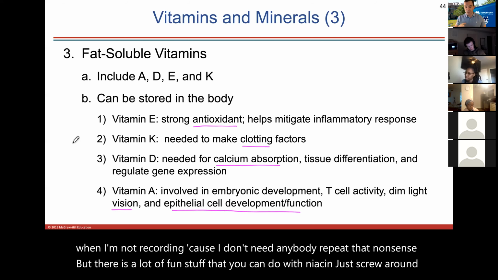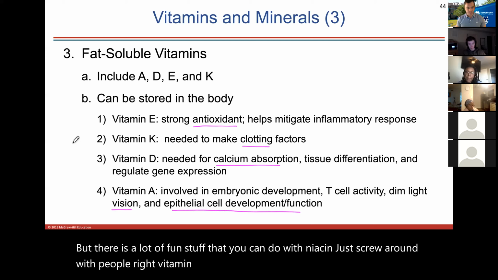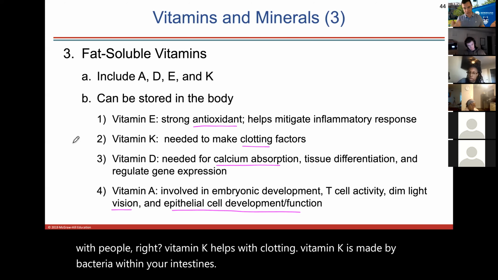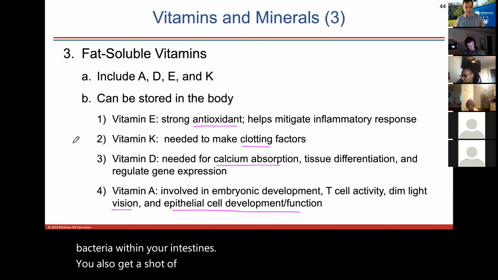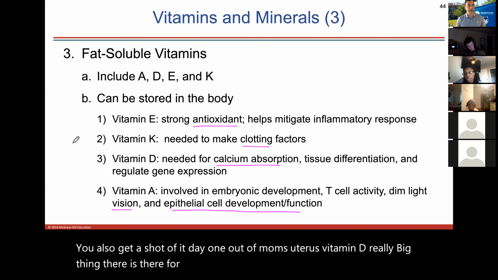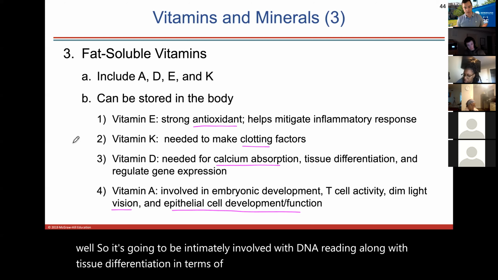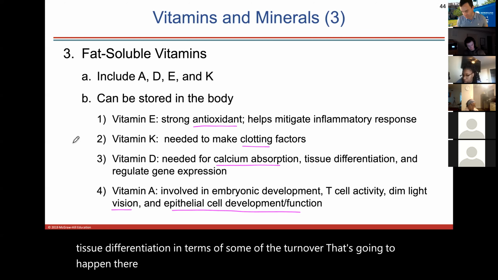All right. Vitamin K helps with clotting. Vitamin K is made by bacteria within your intestines. You also get a shot of it day one out of mom's uterus. Vitamin D, really big thing there is for calcium absorption. It regulates gene expression as well. So it's going to be intimately involved with DNA reading, along with tissue differentiation in terms of some of the turnover that's going to happen there. Vitamin A, its big claim to fame is probably vision.